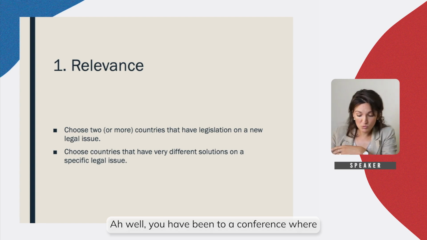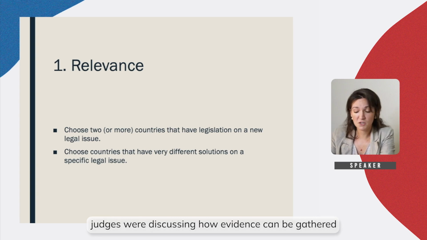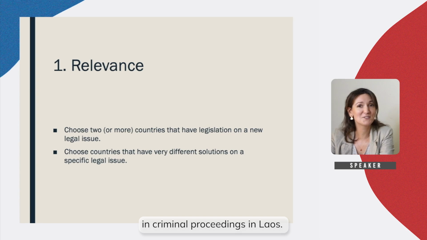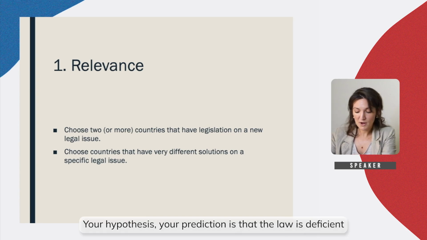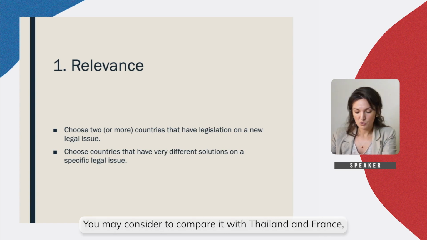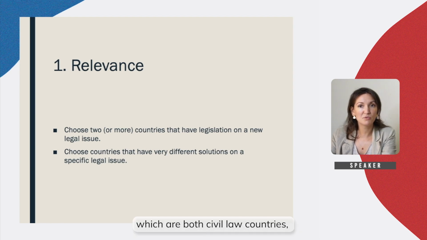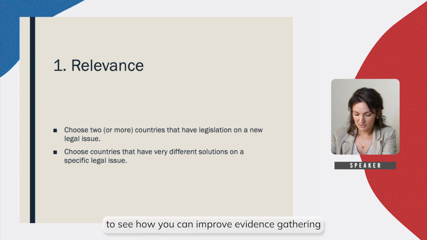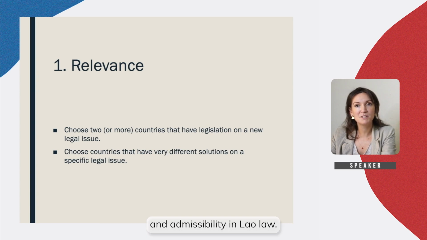Well, you have been to a conference where judges were discussing how evidence can be gathered in criminal proceedings in Laos. Your hypothesis, your prediction, is that the law is deficient because it's not specific enough about the procedure. You may consider to compare it with Thailand and France, which are both civil law countries, to see how you can improve evidence gathering and admissibility in Lao law.